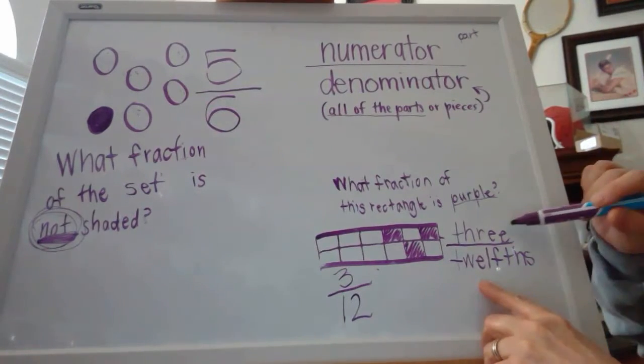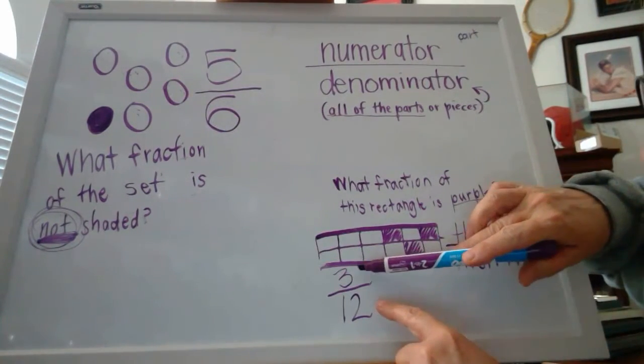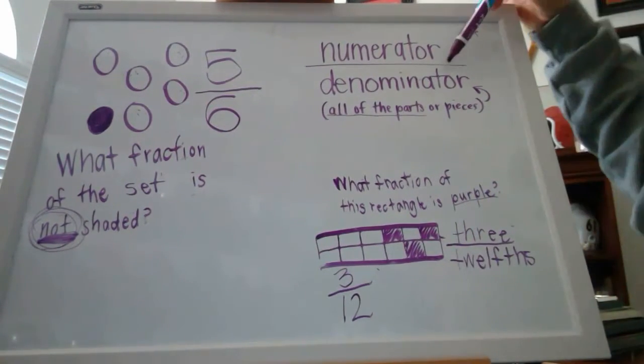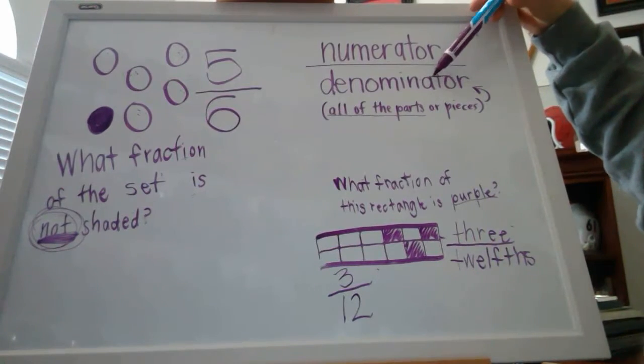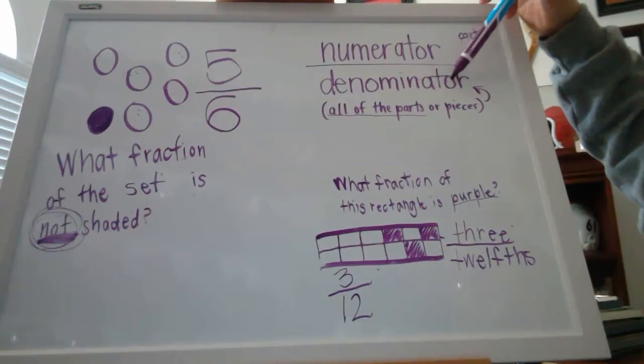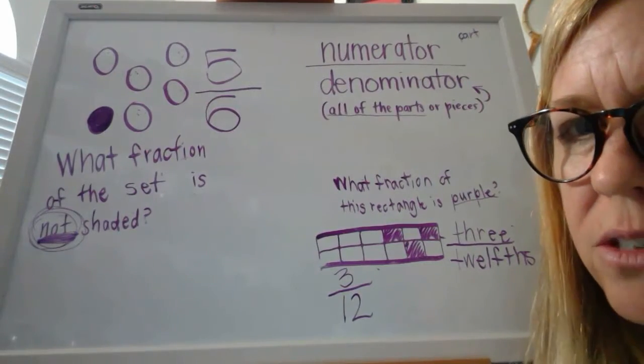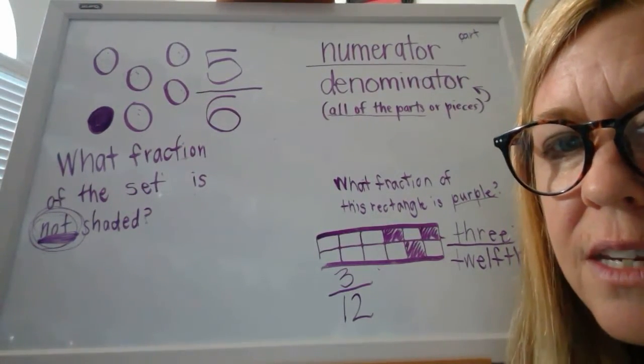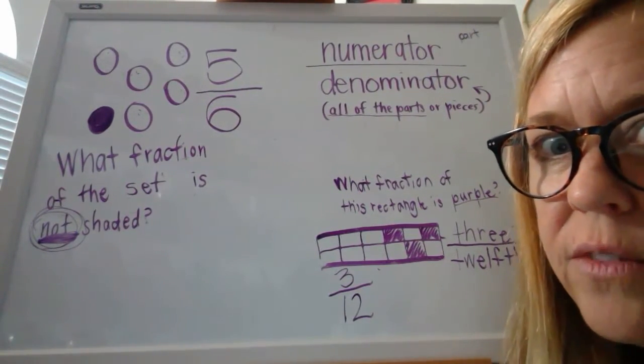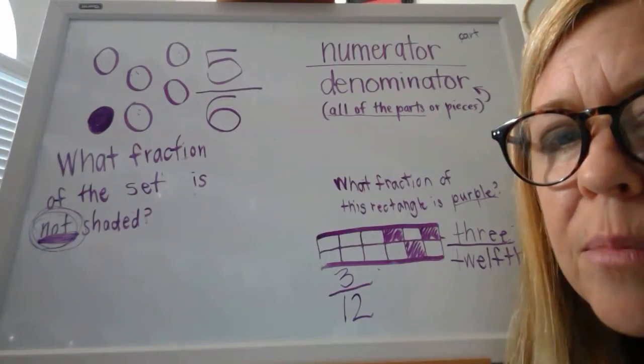So if we read this three twelfths, same with this, our number on the bottom is all of the parts or pieces. That's called our denominator. And you actually don't even need to remember the word denominator so much. You mostly just need to know that it is all of them. Count it all and put that number on bottom.